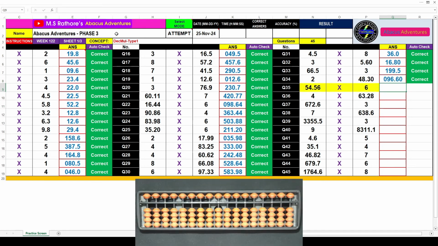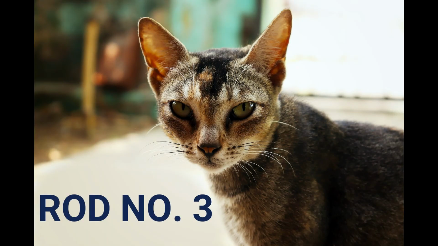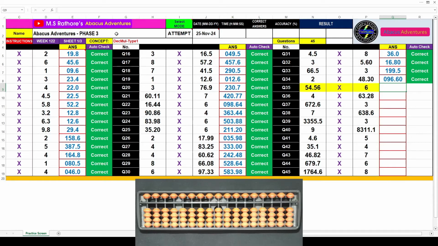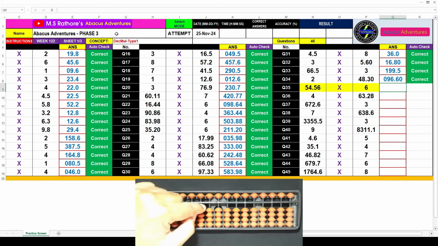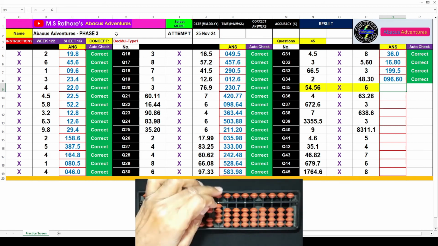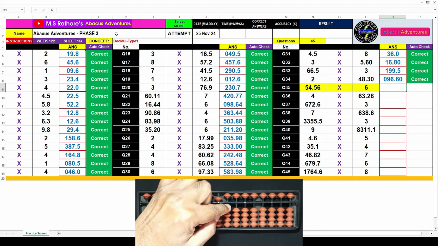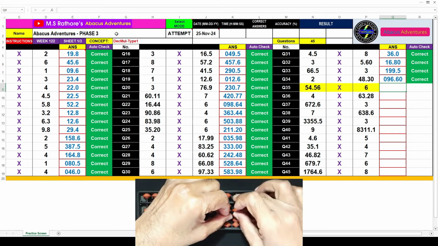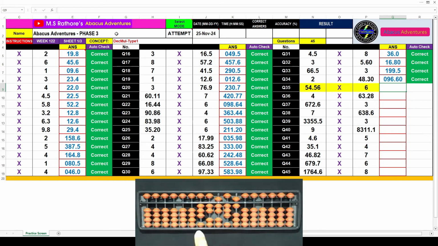Question number 35, 54.56 multiplied by 6. So where should we place the answer from? Correct, rod number 3. So placing the left index finger on rod number 3, from right to left it is 6 5s are 30, shifted, 6 4s are 24, shifted, 6 5s are 30, shifted, 6 6s are 36, and the answer is 327.36.